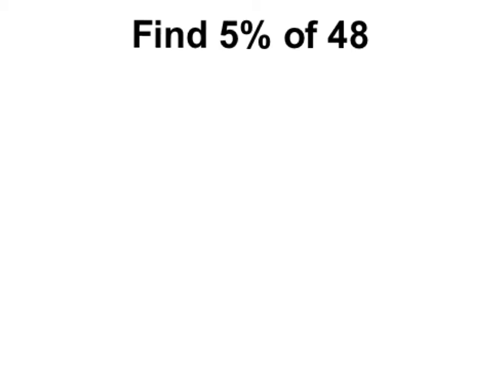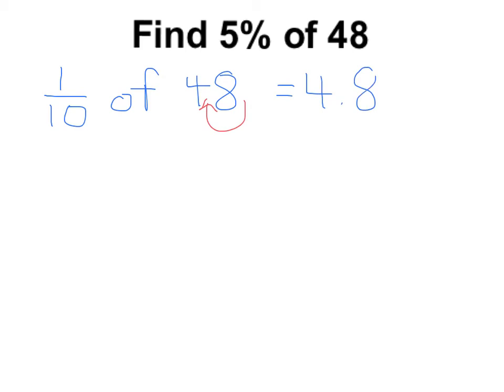To find 5% of a number, we need to find 10% of a number and then take half of that because 5 is half of 10. So first I will find 10% of 48. Remember from the previous example, 10% is 1/10 of 48. I'm going to jump to the left once. So that gives me an answer of 4 8/10.